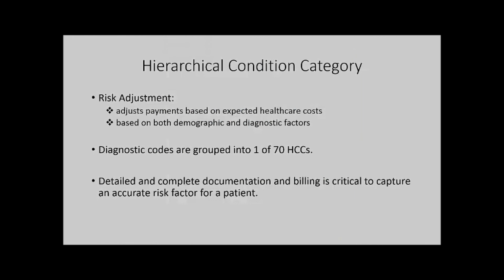So, what do we know now? We know that risk adjustment adjusts payments based on expected healthcare costs. It's based both on demographic and diagnostic factors. There are 70 HCCs, and detailed and complete documentation and billing is critical to capture an accurate risk factor for a patient, which is what reimbursement is based on.